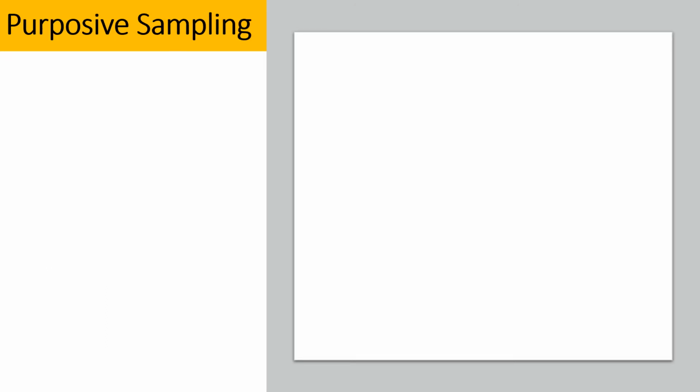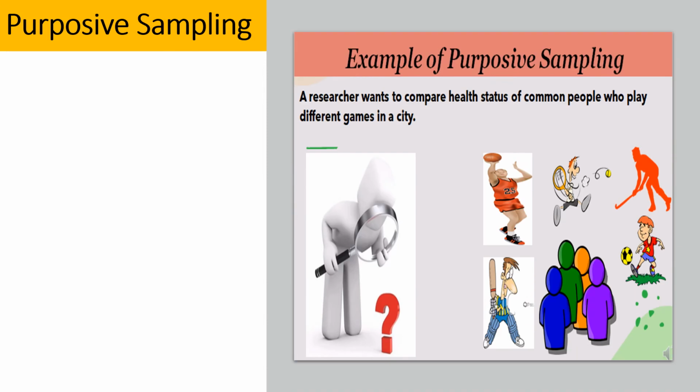Next method is purposive sampling. As its name suggests, purposive sampling is used on the basis of the purpose of the study. In this, the researcher should be aware of the purpose of the study. Then on the basis of purpose, he selects the sample. For example, a researcher wants to compare the health status of common people who play different games in a city. But he will select only those elements who play the specific games which are part of that study. He will not randomly select any member who plays any game.